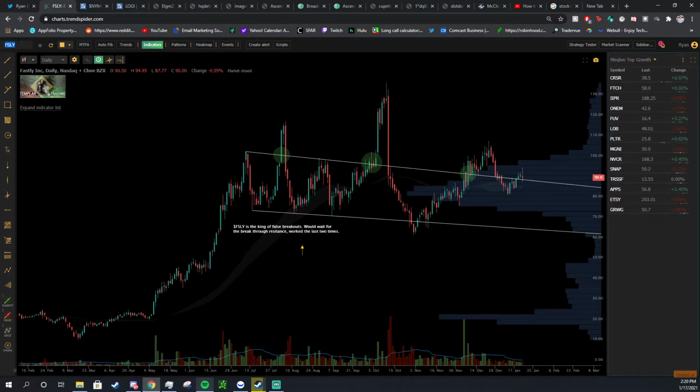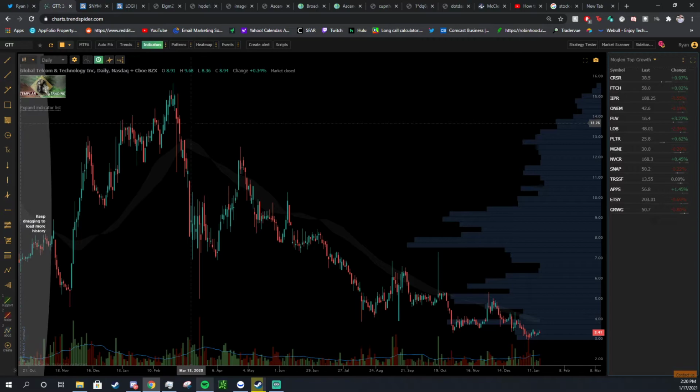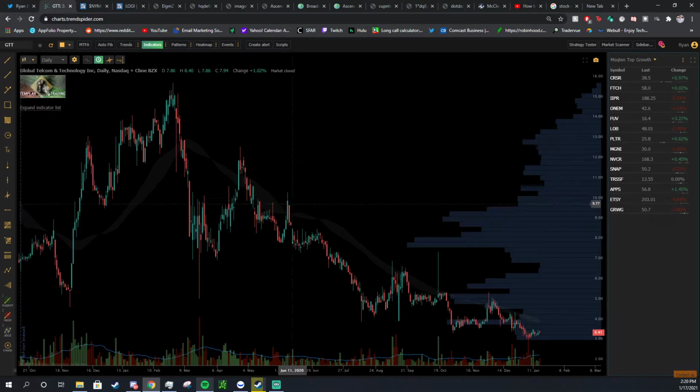GTT bottomed out-ish, you know, this could definitely just keep going down. We're trading well under the 50 MA. This is a bad chart.